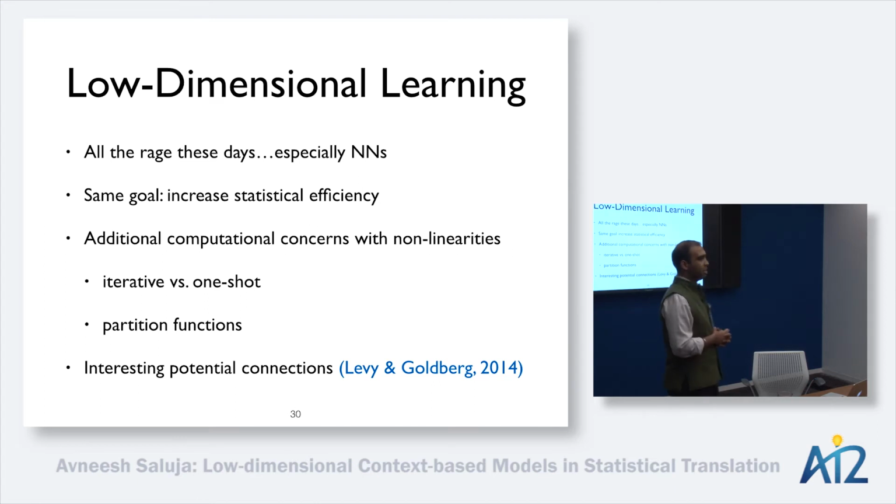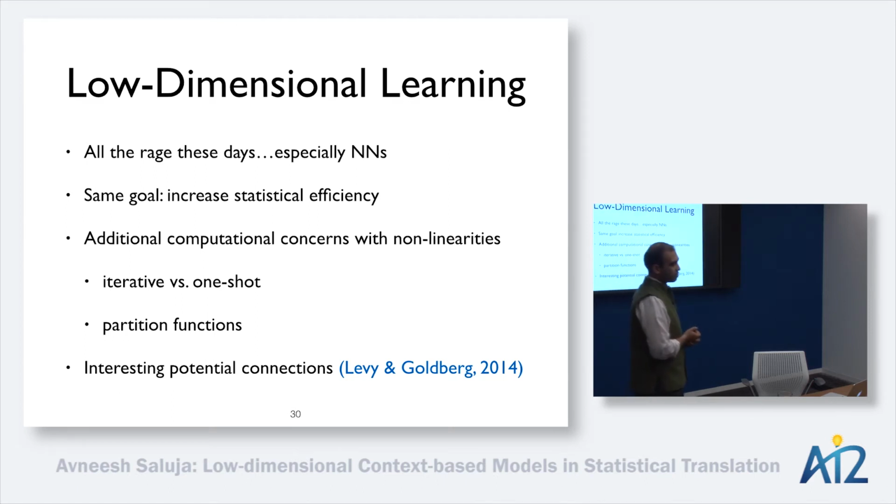So the goal is to increase statistical efficiency by doing parameter estimation and generally reasoning about your structures and your information in a lower dimensional space. But then there are also some additional computational concerns on a lot of the neural network front. First of all, we're not very clear as to what the nonlinearities are adding, or whether there are very unique low-dimensional representations being learned here.